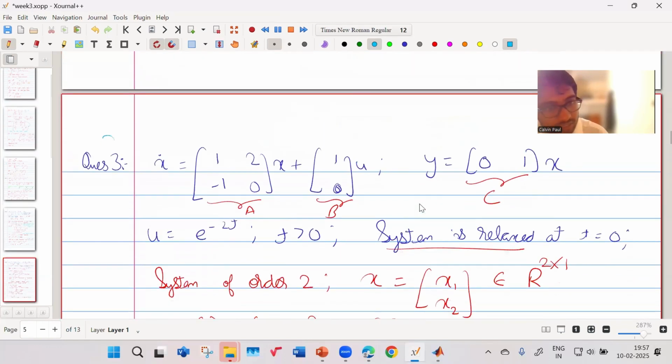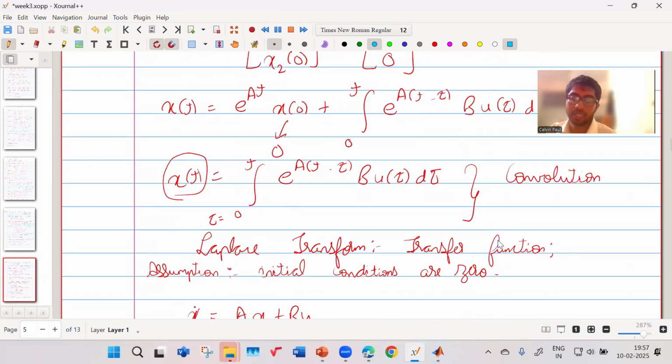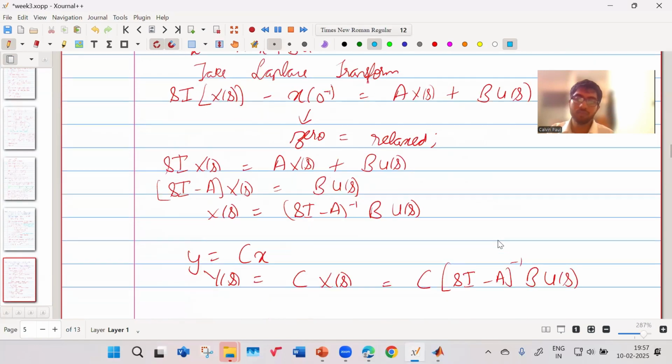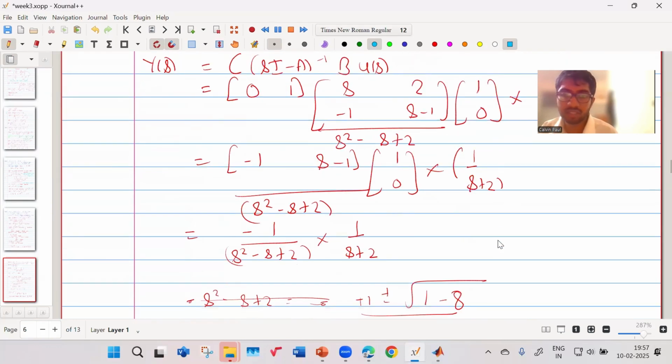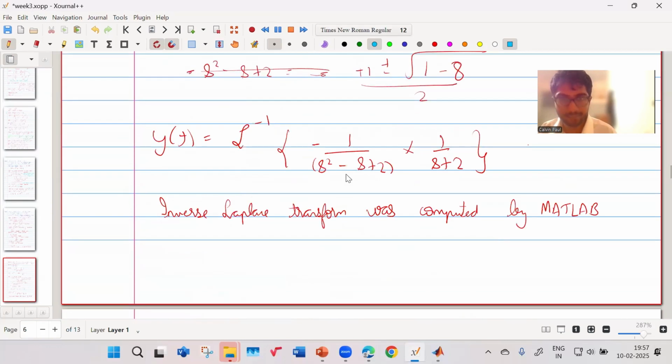Similarly, this is question 3, where we have to find the response of the system for this input u. We consider that the system is relaxed, that means the initial conditions are 0. Then we take the Laplace transform and we can get a solution. The issue here was that the Laplace transform was a bit complicated, so the inverse Laplace transform is computed by MATLAB. There's a direct command in MATLAB to find the inverse Laplace transform.